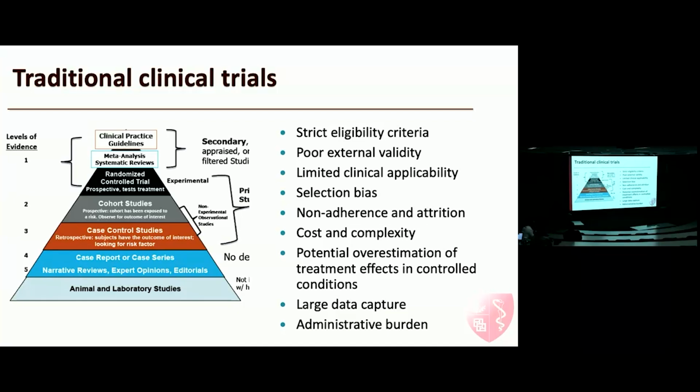So they have very strict eligibility criteria. They often have good internal validity but poor external validity. So it makes their clinical applicability limited, because a lot of the patients that you see in everyday practice may not be included.